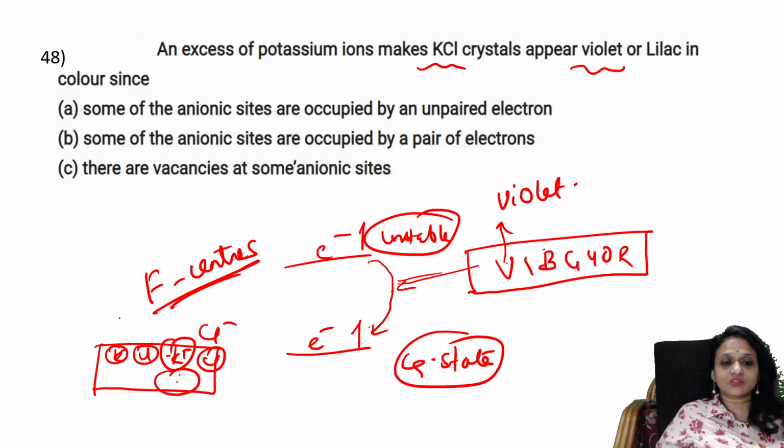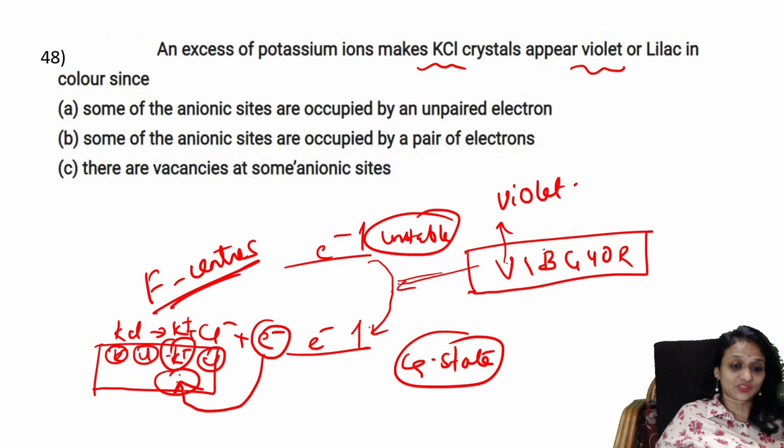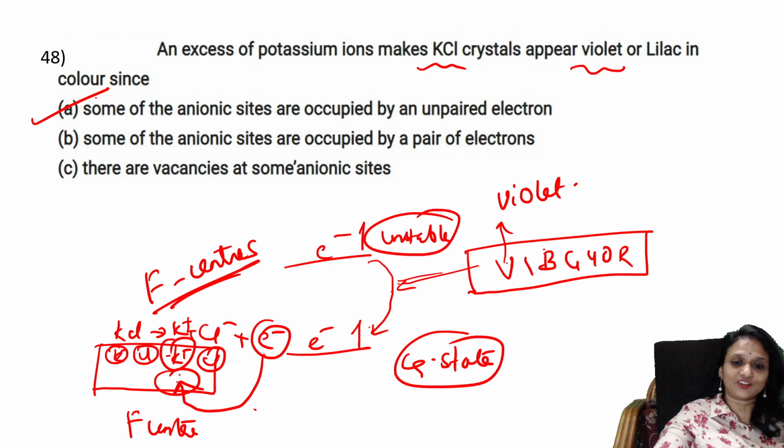So when KCl breaks like this into K plus and Cl minus, that electron comes and occupies this site. So this site is nothing but F center, right? So because of which one, students? Which one is the color? So remember, some of the anionic sites are occupied by electrons. Okay.